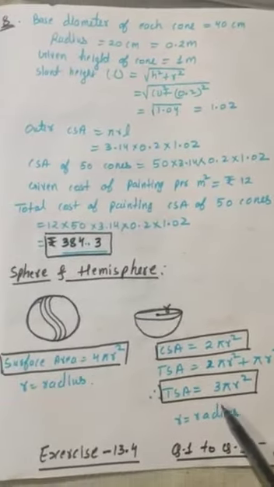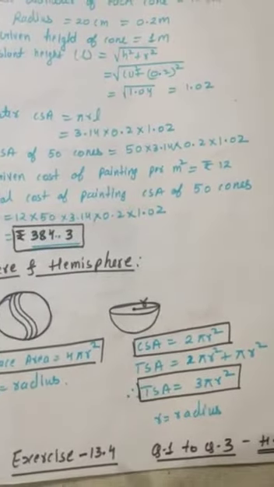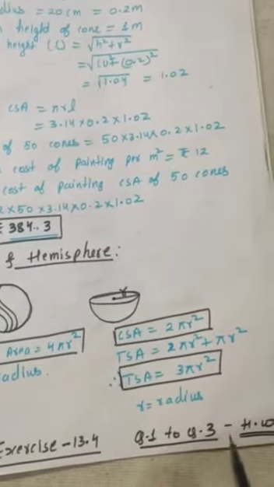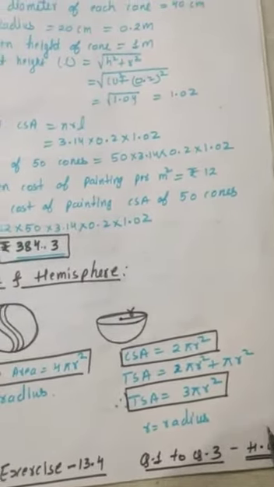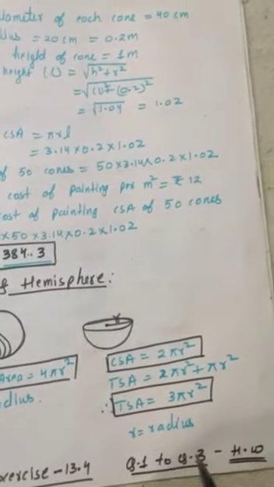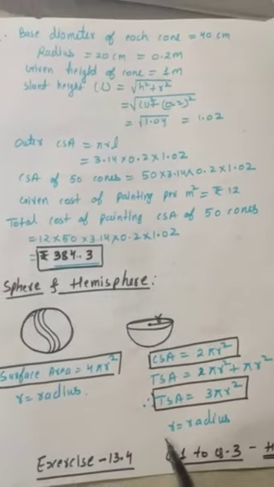Okay, so I hope all of you have understood these formulae. So direct use of these formulae is used in question number 1 to question number 3 of exercise 13.4. So this is your homework. You have to complete till question number 3 of exercise 13.4. Okay, so that's all for today.